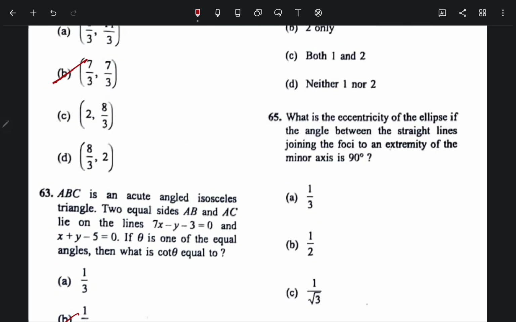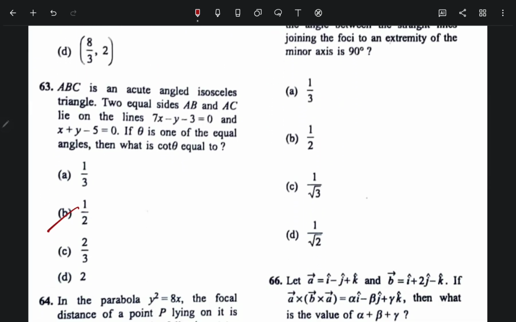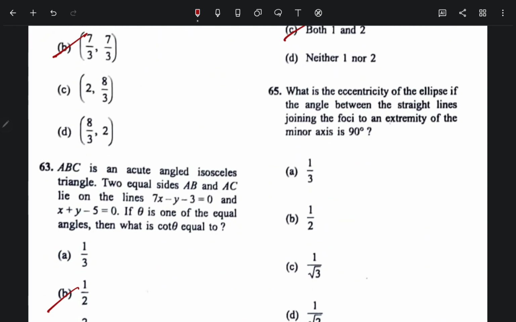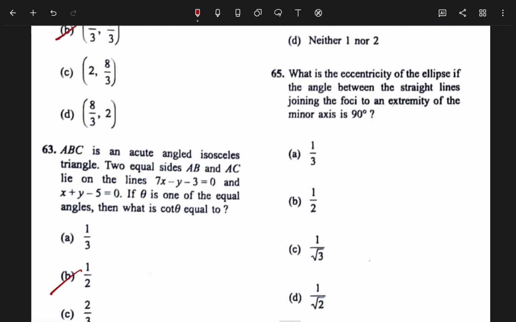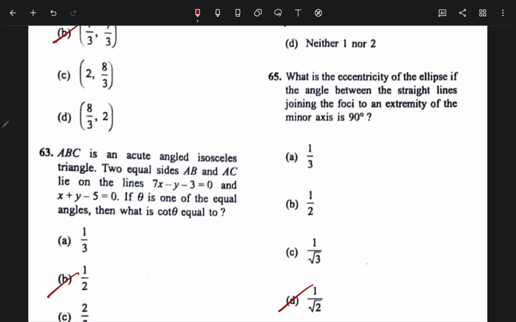64 is also a direct formula. It's both 1 and 2. Coordinates of P can be, yes, if you look at the parabola and apply the distance formula, you will find that. And so this would be 8 units already. This will also be 8 units in that case, because that is the definition of the parabola itself. So both will be right. 65, again it's a direct formula. The answer is D.